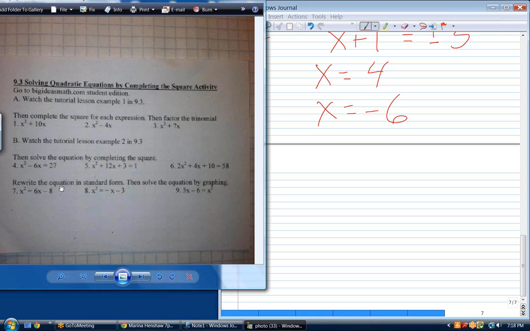Okay, rewrite the equation in standard form and then solve the equation by graphing.